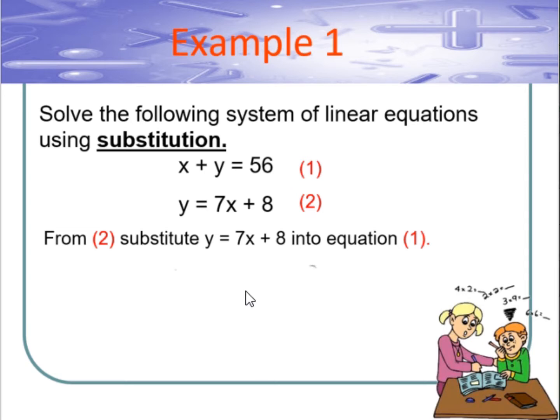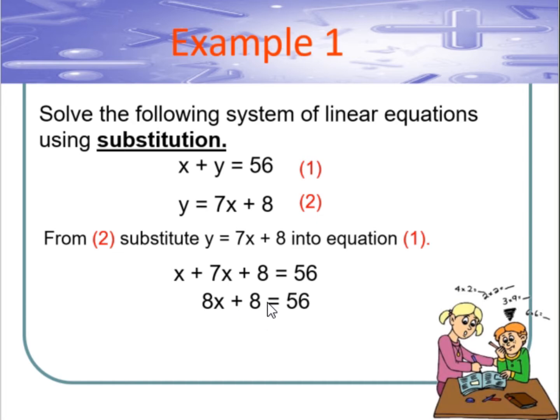Ang mangyayari, yung x, kokopyahin lang natin, at yung y ay papalitan natin ng 7x plus 8. Then, we will copy also yung 56. So, ang equation na natin ngayon ay may value na x plus 7x plus 8 is equal to 56. Then, we can now combine like terms. X plus 7x is equal to 8x plus 8 is equal to 56. Kinopya lang natin yung 8 at saka yung 56.